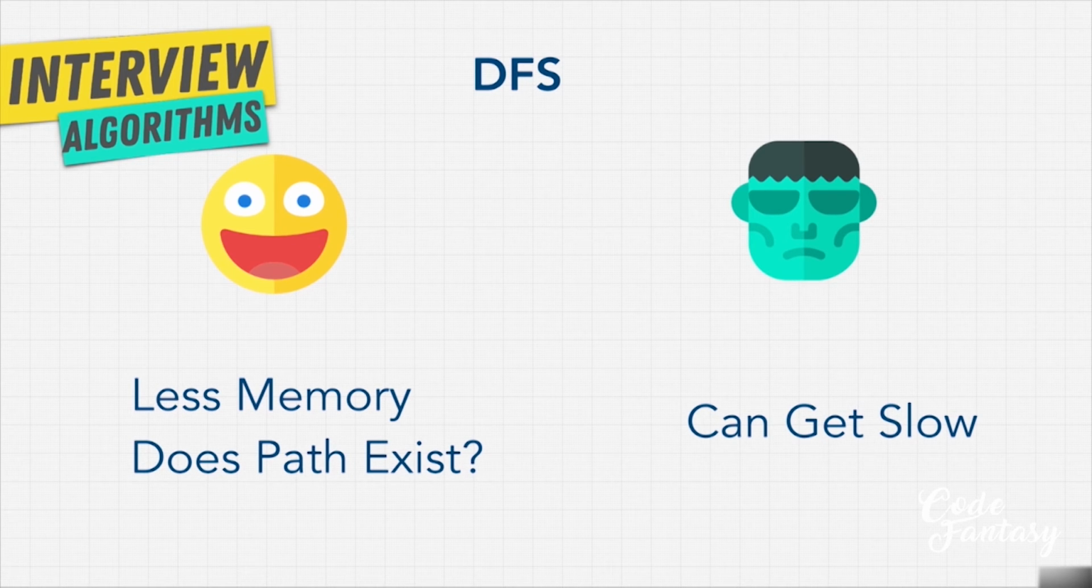And depthFirstSearch is really good at asking the question, does the path exist to a certain node, from a source node to a target node? Again, something we'll get more into when we talk about graphs. The big advantage with depthFirstSearch is that it uses less memory than breadthFirstSearch. The downside with depthFirstSearch is that it can get slow, especially if the tree or graph is really, really deep. And it's not necessarily good at finding the shortest path, like breadthFirstSearch.